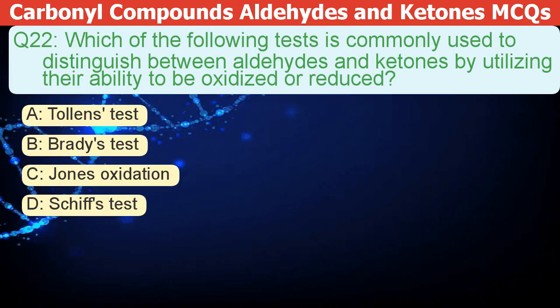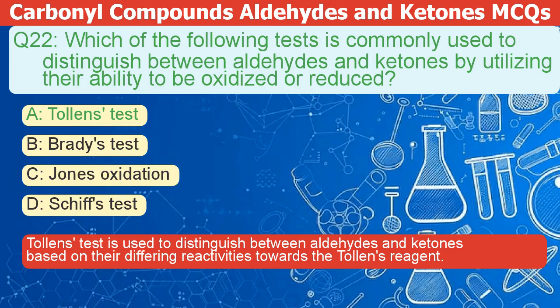Which of the following tests is commonly used to distinguish between aldehydes and ketones by utilizing their ability to be oxidized or reduced? A. Tollens test. B. Brady's test. C. Jones oxidation. D. Schiff's test. The correct answer is A. The Tollens test distinguishes aldehydes from ketones. It uses their different reactions with Tollens reagent.